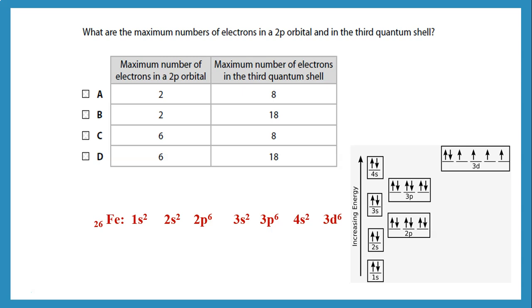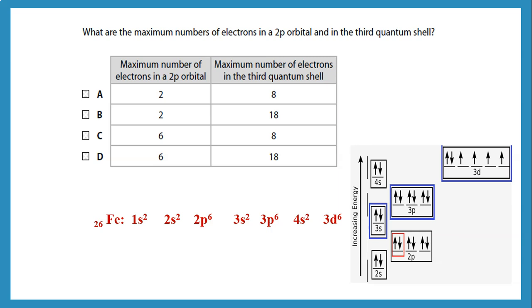And then he's asking how many electrons in the 3rd shell. We said in the 3rd shell, we have 3s, 3p, and 3d. And we said the 3s takes up to 2, 3p can take a maximum of 6, and 3d can take up to 10. So that means 10 plus 6 plus 2, that is 18 electrons. So remember that the 2p orbital can take only 2. But the 3rd shell can take a total of 18 electrons.